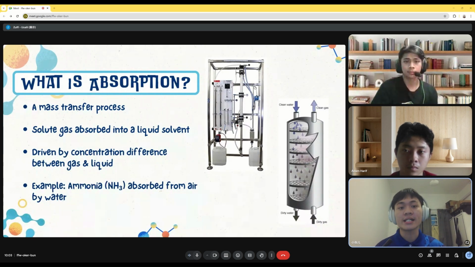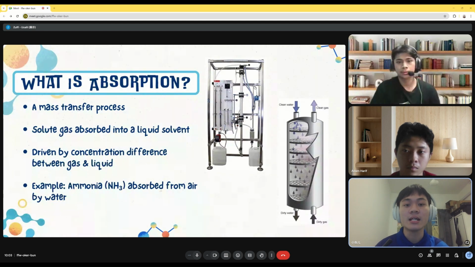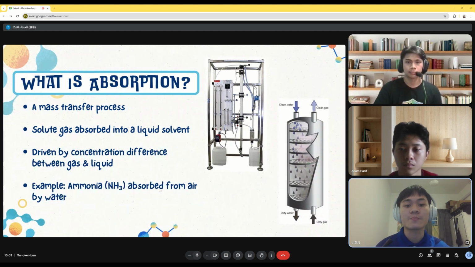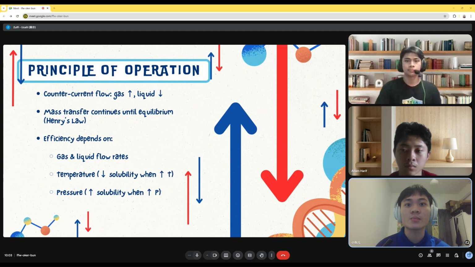This whole process depends on the difference in concentration between the gas and the liquid. That's what drives the solute to move from one phase to another. Over time, both phases reach equilibrium, where no more mass transfer happens. Now, the principle of the operation.